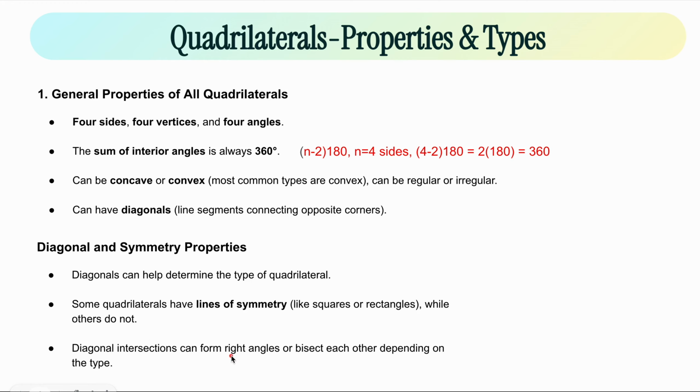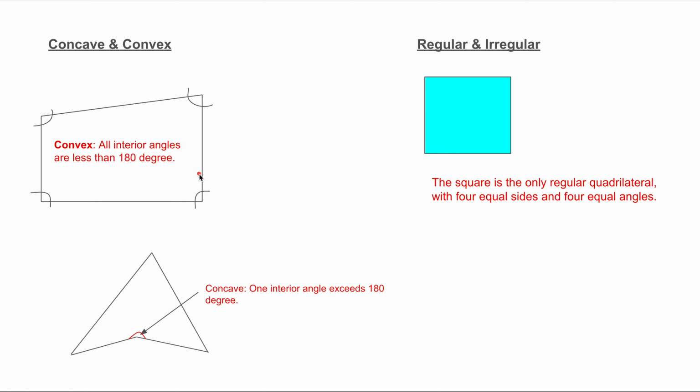Again, concave and convex. Convex quadrilateral, all the interior angles are less than 180 degrees. Concave, one of the four interior angles exceeds 180 degrees. In order for a quadrilateral to be regular, all the sides and all the interior angles should be the same, which means that the only shape that is a regular polygon is the square.